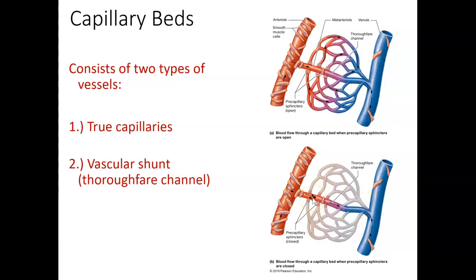Vascular shunt's probably a better term. And so now what's happening is we're shunting the blood from the arteriole to the venule, and we are not perfusing the tissues with blood. And so this would be something we would expect in digestive organs during exercise.